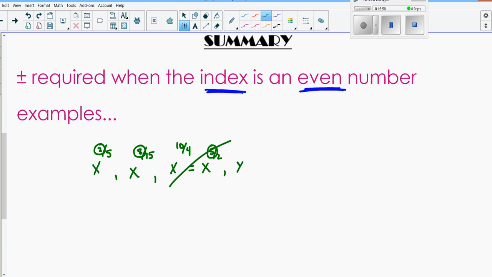Okay. What if I had something like x to the 4th? If we had something like x to the 4th, well then think about it as a fraction. If I raise it to the 4th, then that's 4 over 1, which means then my 4 is my index and it's even, so yes, plus or minus. Something that wouldn't be is like if I had x to the 3/4 power. Since my index is 3, then this is not plus or minus.